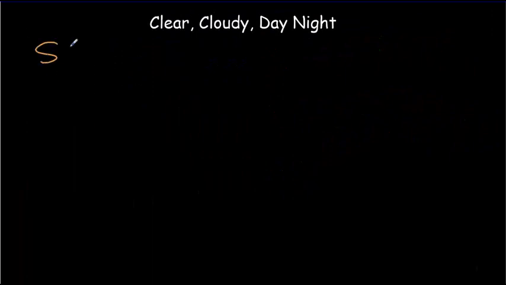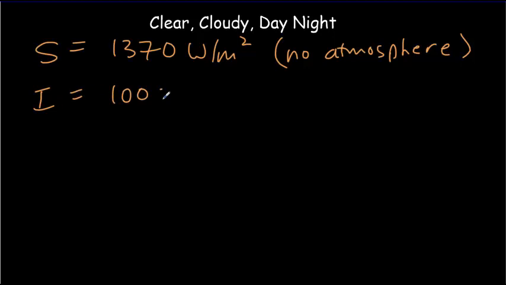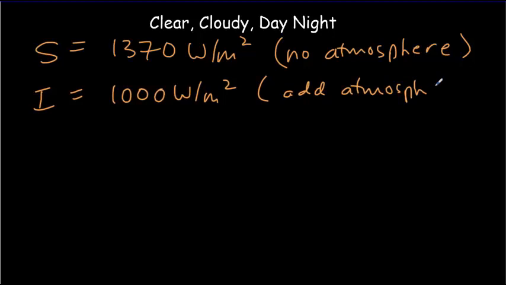So this solar constant of 1370 watts per meter squared is the intensity from the Sun at the Earth, but that assumes that there is no atmosphere at all. That's just the sunlight hitting directly. The intensity will drop down to about 1,000 watts per meter squared if we add the atmosphere. So this would be on a perfectly clear day with direct sunlight.